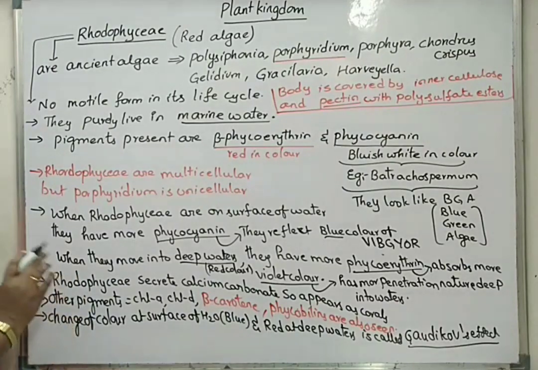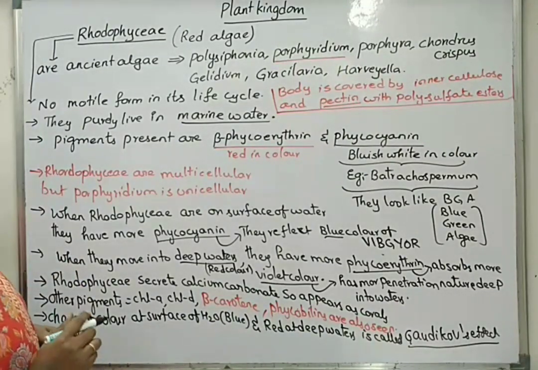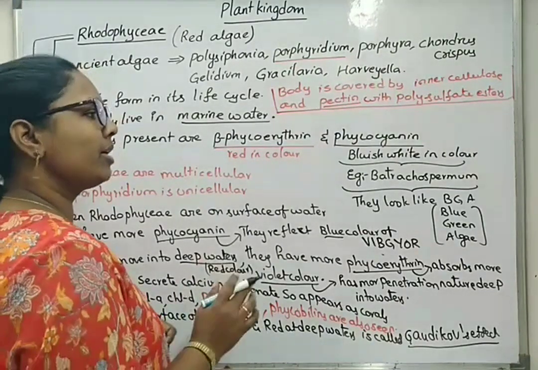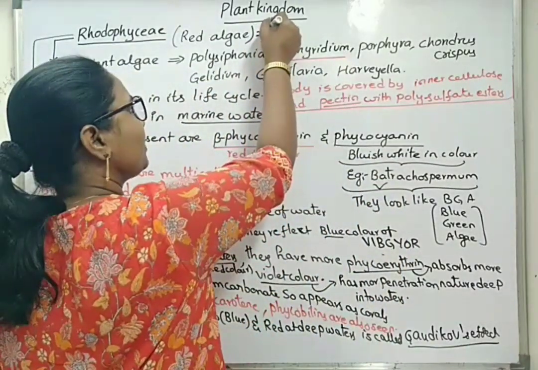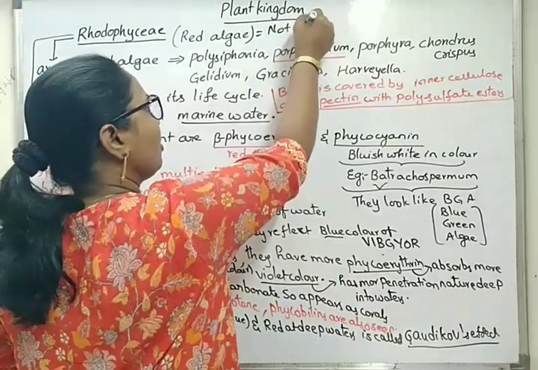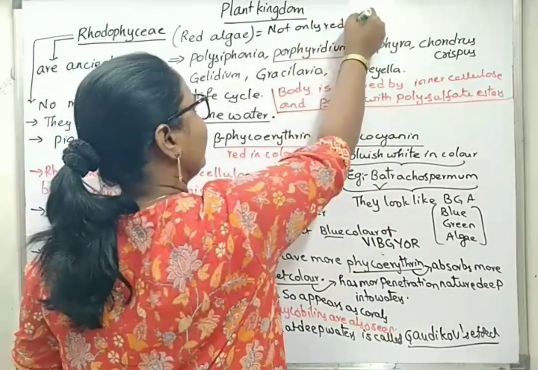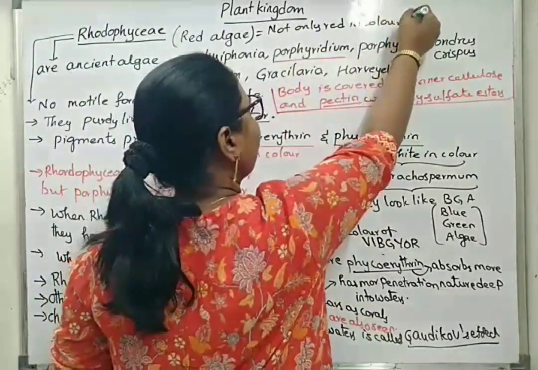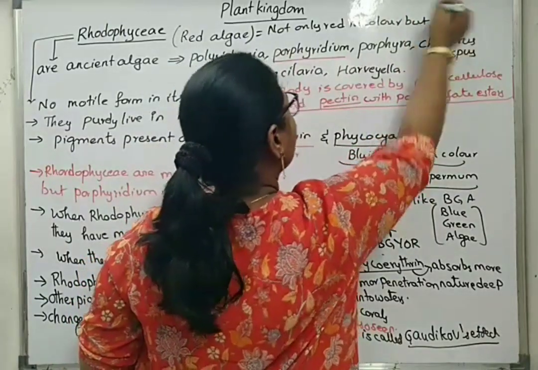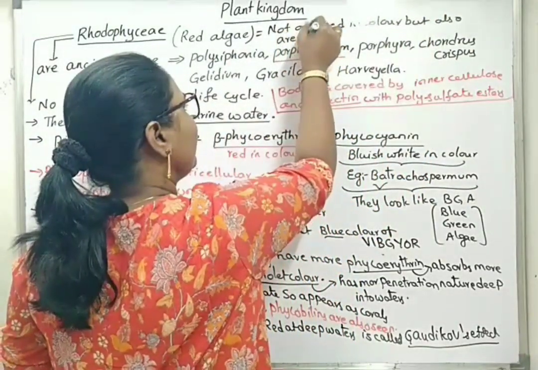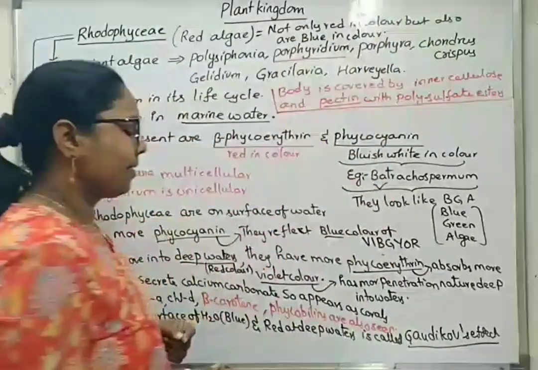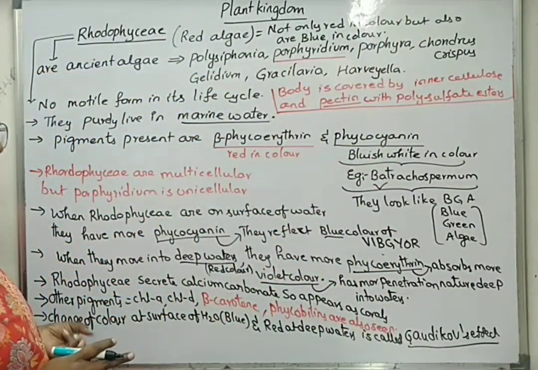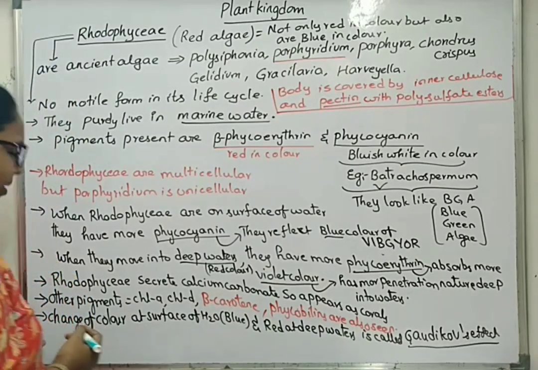So it means that red algae are not only red in color but also exhibit blue color. Blue color is exhibited by Batrachospermum. So we can say Gaudichaud effect is exhibited by blue-green algae also.